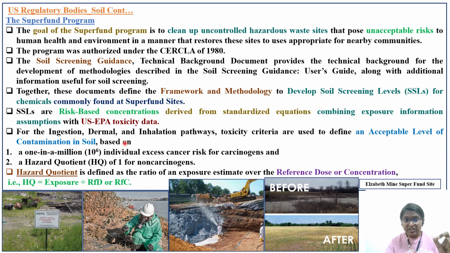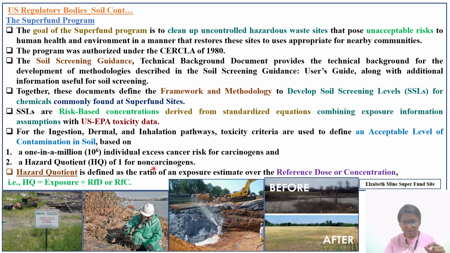For the ingestion, dermal, and inhalation pathways, toxicity criteria are used to define an acceptable level of the contamination in the soil. As I told you earlier, you can see this with respect to DDT also. DDT, because of its biopersistence and bioaccumulation in the soil or in the nearby water bodies, or biomagnified into the reptiles, their eggs became thin. Okay, so a 1 in a million, that is 10 to the power of minus 6, individual excess cancer risk for carcinogens, and a hazard quotient of 1 for non-carcinogens.